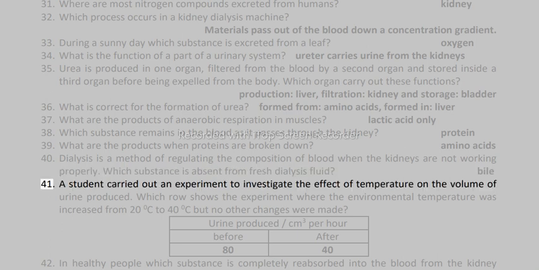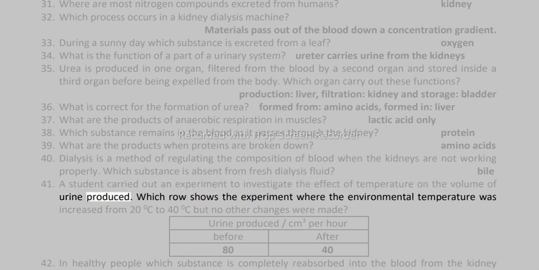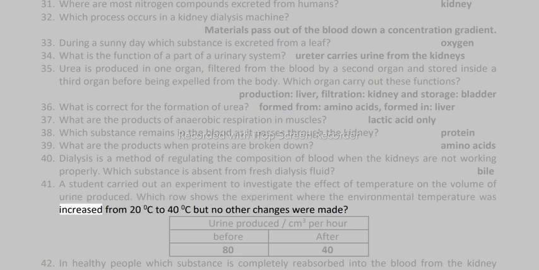Bile. 41. A student carried out an experiment to investigate the effect of temperature on the volume of urine produced. Which row shows the experiment where the environmental temperature was increased from 20 C to 40 C but no other changes were made? Urine produced, cm3 per hour, before, after: 80, 40.